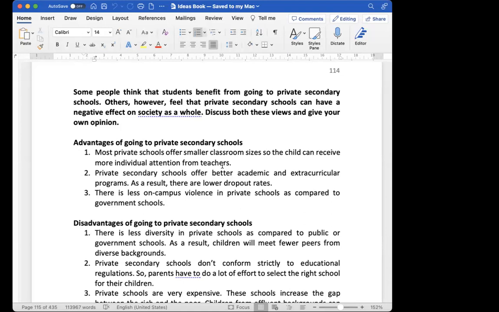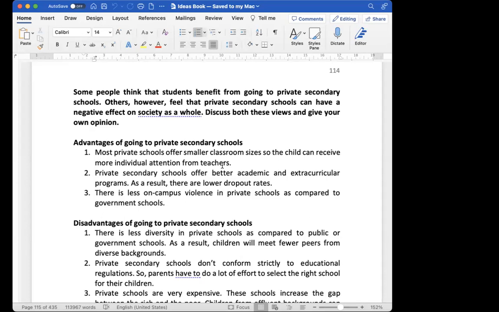First, the advantages. So these schools have smaller classroom size. So what do you mean by classroom size? Yes, Dipali, what is the meaning of classroom size? Does it mean a room size 10 foot by 10 foot, 20 foot by 20 foot? What is the meaning of classroom size? Less number of students. Yes, the number of students in the class is less.